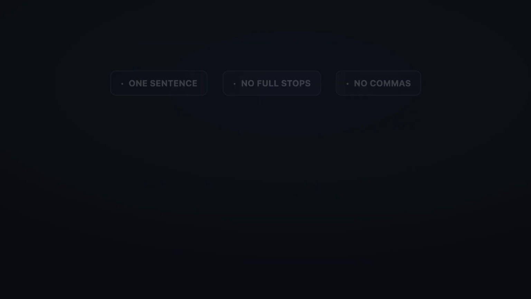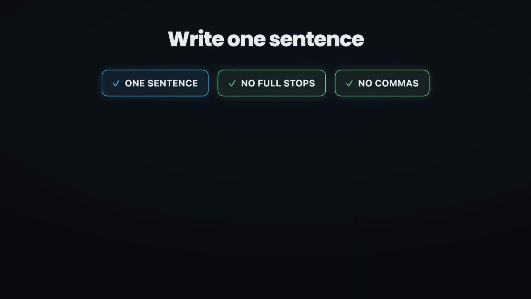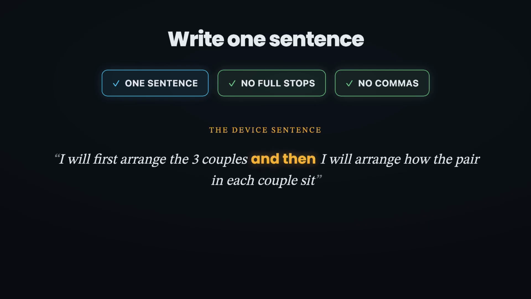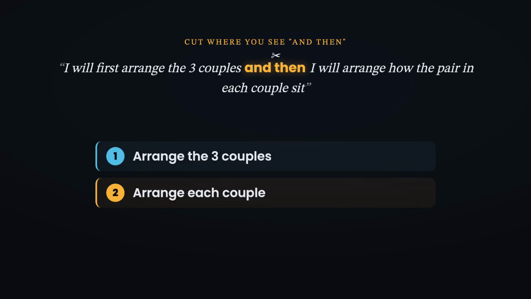This looks very daunting, so let's write a sentence about it, and make sure there are no commas or full stops in it. If you're unfamiliar with this approach, watch my previous video, link in the description. I will first arrange the 3 couples, and then I will arrange how the pair in each couple sit. Now let's search for and then phrases and split into stages. The first stage is arrange the 3 couples, and the second stage is arrange each couple.